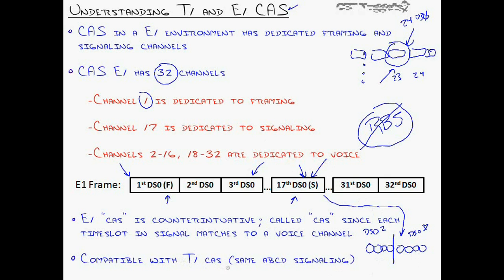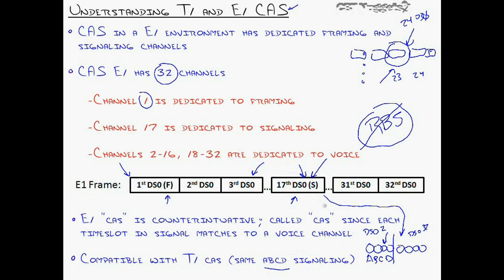So it uses the same signaling type, meaning the same ABCD, as extended superframe does in a T1 line, so they're totally compatible. I can bridge an E1 connection to a T1 without transferring signaling or anything like that. The reason they call this channel associated signaling is because it's using the same kind of signaling that T1 does with its robbed bit signaling. It's just dedicated in its own channel.